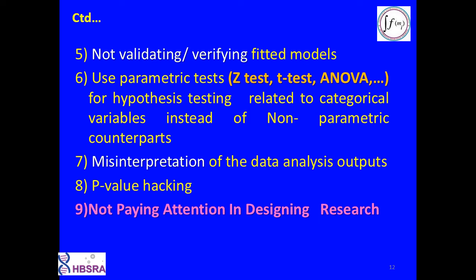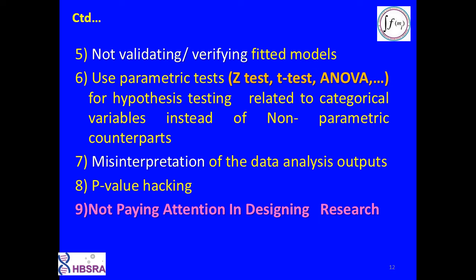Not validating and verifying models. In regression or time series or whatever the area, researchers pay least attention to validation and verification. That means checking the model assumptions, like in regression, checking the normality and independence of residuals, and calculating the measurement of errors. Then using 2/3 of the data for model validating and 1/3 for model verification. Those things are ignored, or they are not aware of those things.